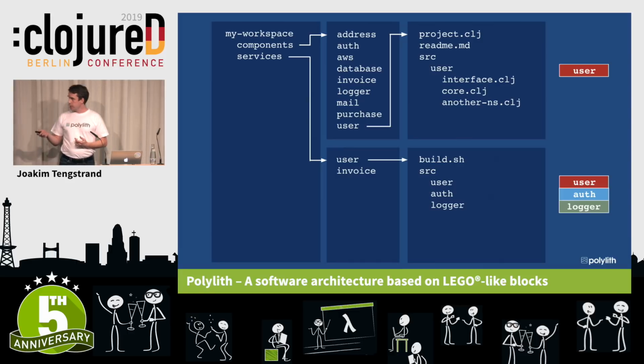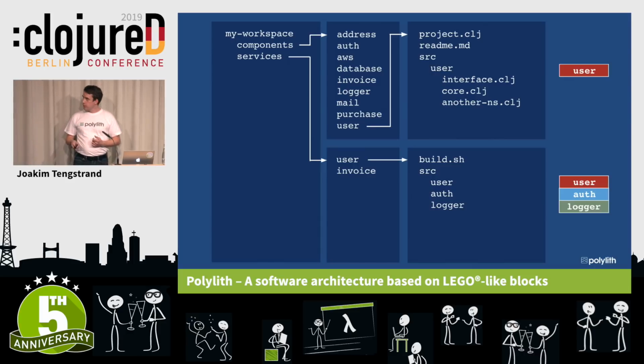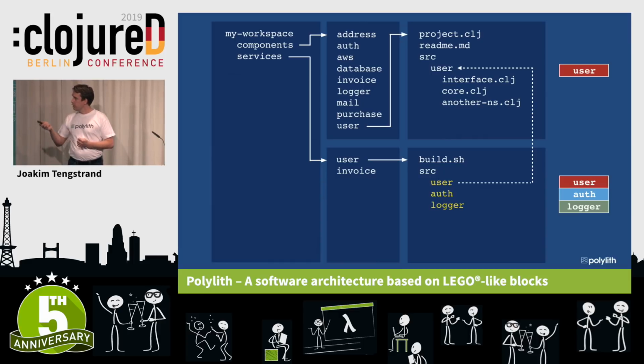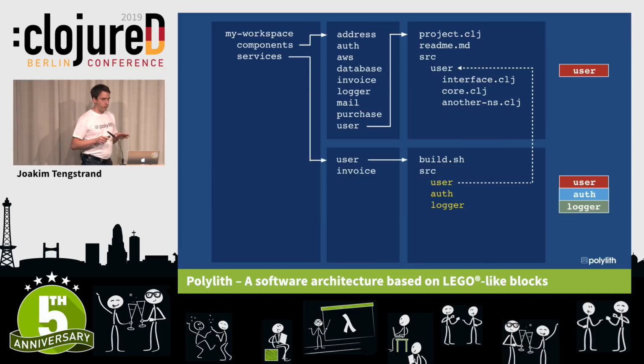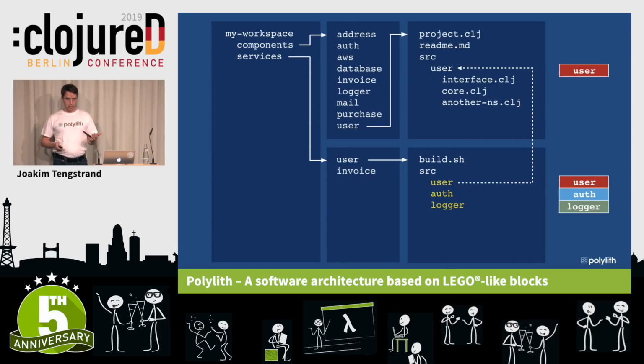Here you can see it looks like we have a number of directories. That is almost true, but actually they are symbolic links. The user namespace, the top namespace here, is just a symbolic link to the user directory in the user component source directory. So that's how we share code in Polylith. It's just symbolic links. And that means you create your components once, and then you can use them everywhere in all your services.